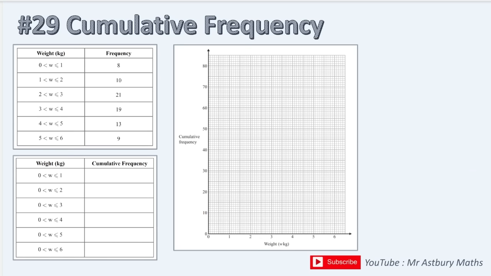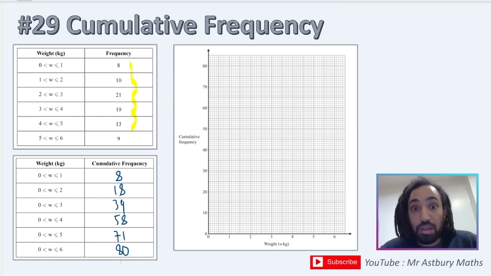Right, first we need to work out the cumulative frequency, and it's a running total. So we start with 8, and then we add on 10, so it's 18, and then we add on 21, so that gives me 39. We add on 19, which gives me 58. We add on 13, which gives me 71, and then we add on 9, we get 80. Okay, top tip, they will give you the number of people in the question, and you want to make sure that your cumulative frequency adds to that number at the end.